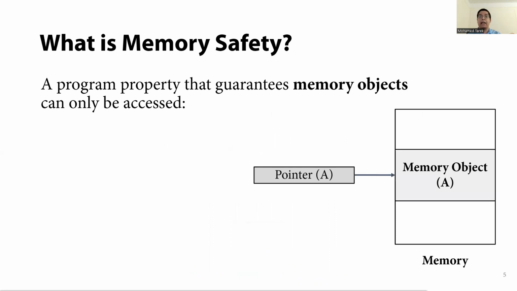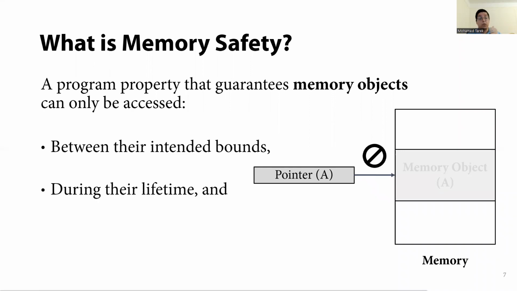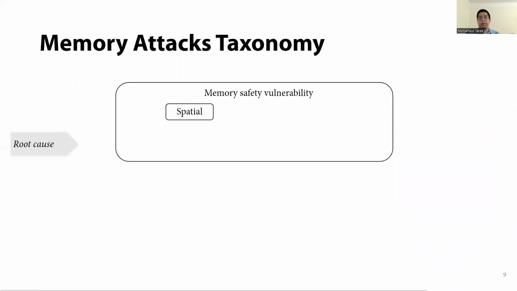In low-level programming languages such as C and C++, memory safety is a program property that guarantees memory objects can only be accessed between their intended bounds, during their lifetime, and given their original or compatible type. Violating any of these requirements will result in a memory corruption that can be exploited by an attacker.